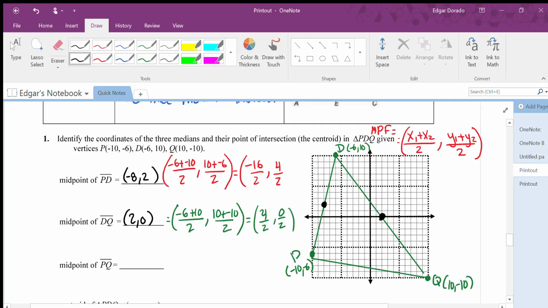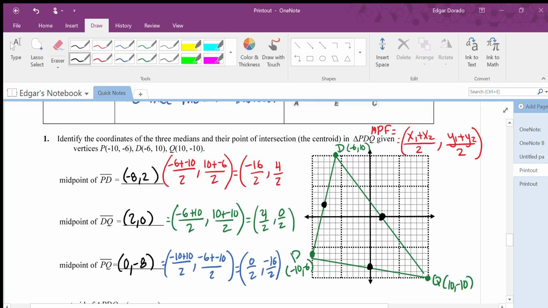All right, and then finally, let's find PQ. Whoops, it's probably not big enough. All right, PQ is going to be (-10 plus 10) over 2, and then (-6 plus -10) over 2. This is really just 0 over 2, comma, -16 over 2. So really I have 0, comma, -8, and we were kind of close. We were a little bit off, but that's good enough for our purposes.